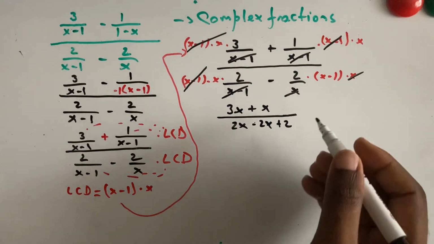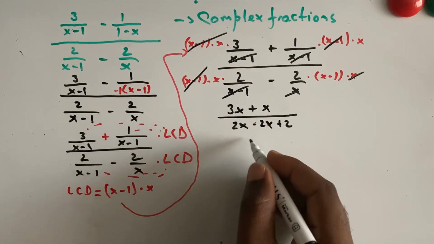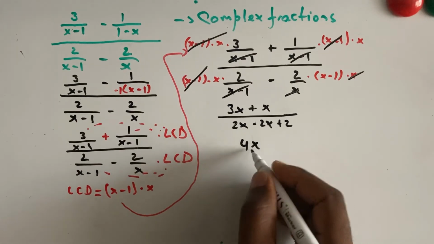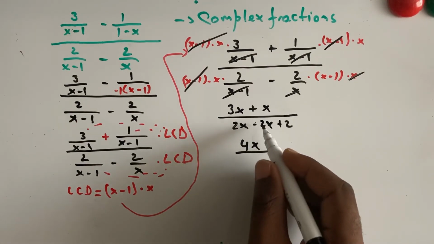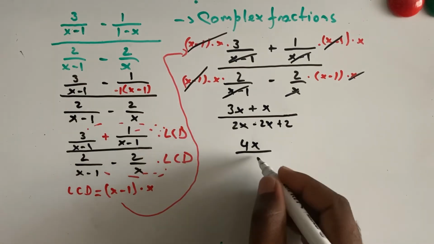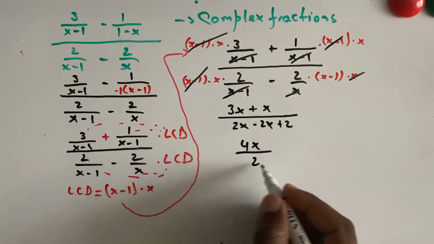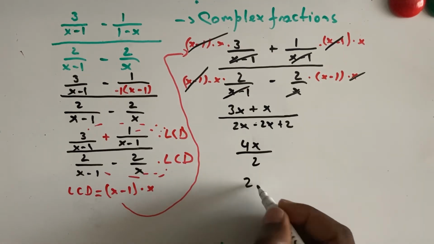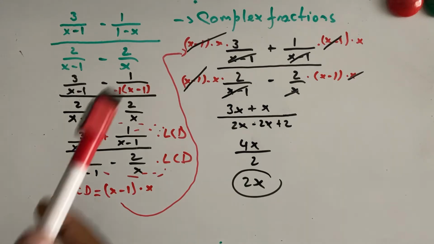Okay, now, again, we keep going. And it becomes 3x plus x, that's 4x, over 2x minus 2x is 0, okay, plus 2, so this is just 2, and turns out that 4x divided by 2 is 2x. Okay, this is the answer, 2x. So you simplified this problem to 2x.